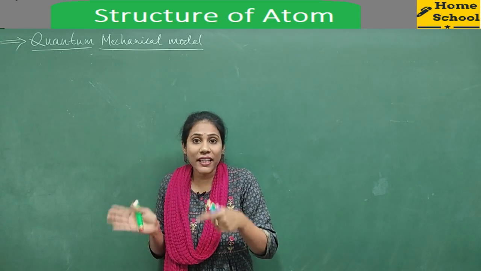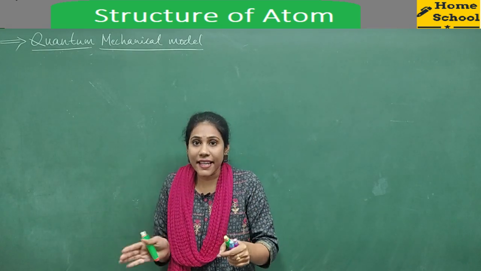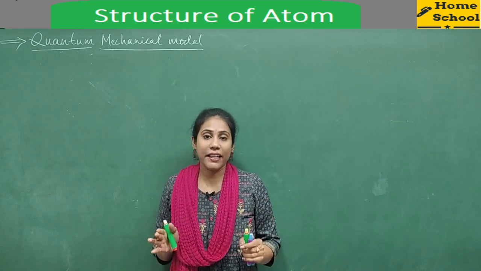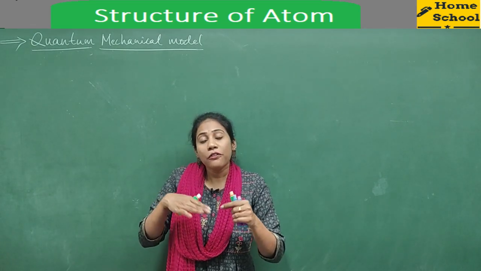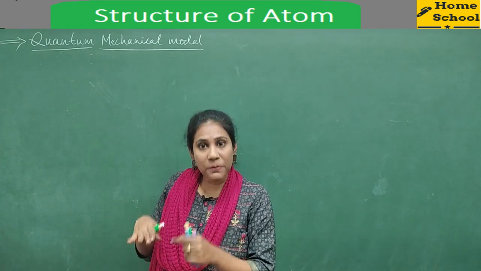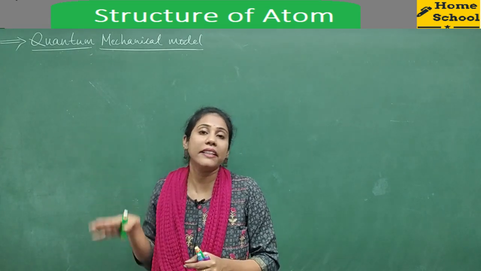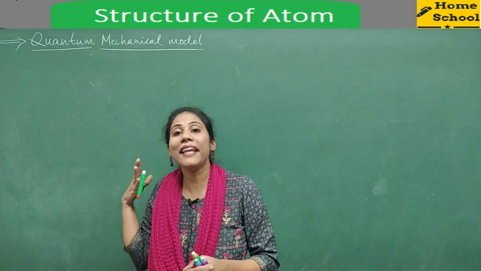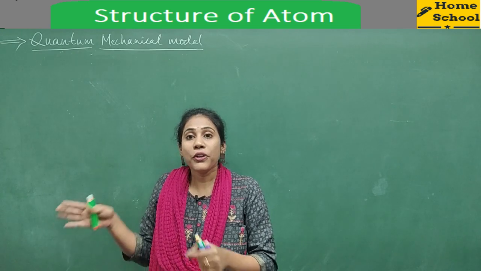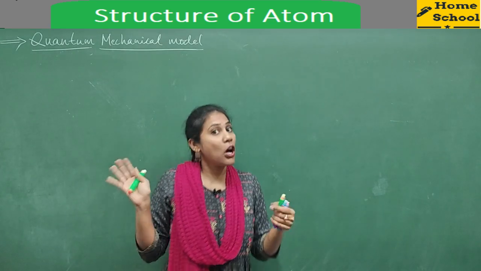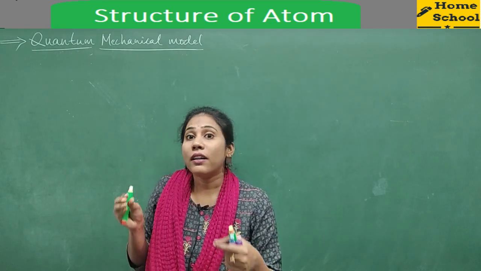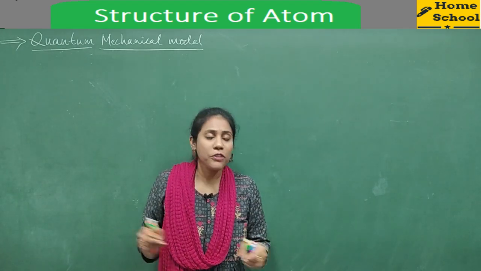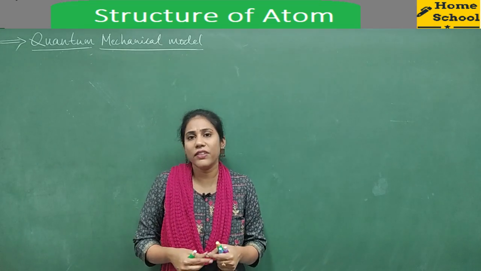On the basis of this, Bohr said that there are various energy levels in the atom. Whenever an electron jumps from one energy level to another, it can absorb energy and it can emit radiation. So for emitted or absorbed radiation, when you take a spectrum, various types of spectrums are possible. All that we have covered in the last video.